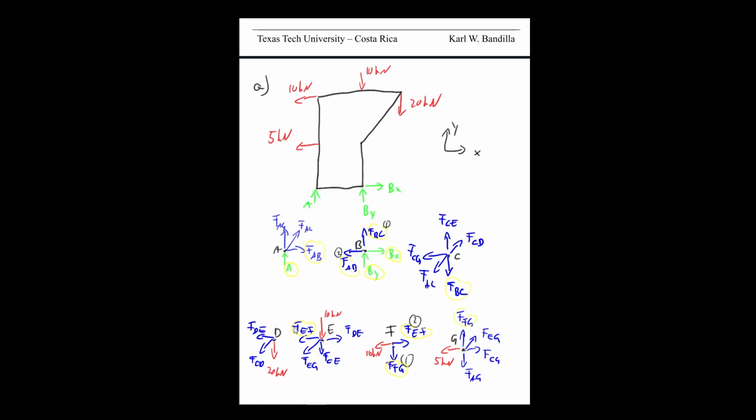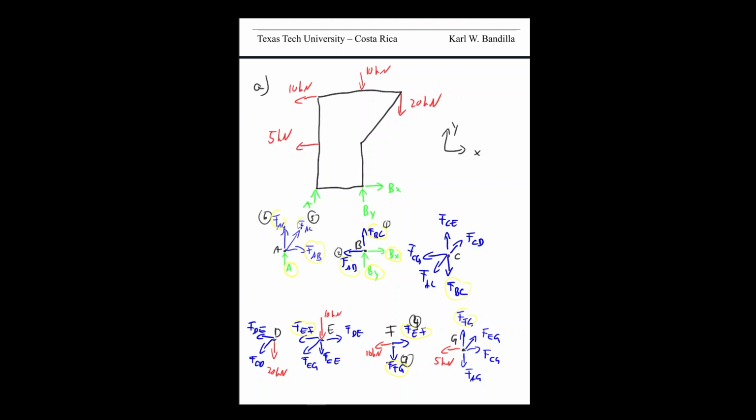Now, where do I go next? I could go here. If I know FAB and A, then I only have two unknowns. I could do sum of forces in the x direction and get FAC. So this is now 1, 2, 1, 2, I have 1, 2, 1, 2 twice. This should be then 1, 2, this should be 3 and 4. So this is then 5 and 6.